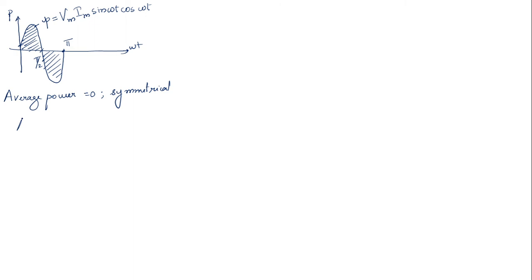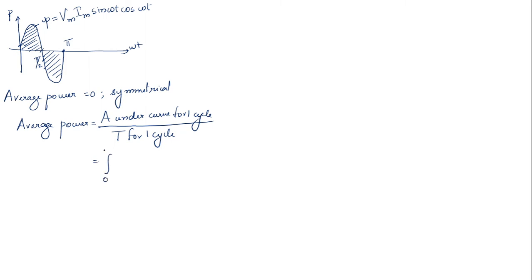Let's find the average power for one complete cycle. So average power is equal to the area under the curve for one cycle divided by the time period for one cycle. So what is the area under one cycle? We can find it using the integration method. We have to integrate from 0 till pi, because this becomes one complete cycle, divided by pi, of p d omega t.